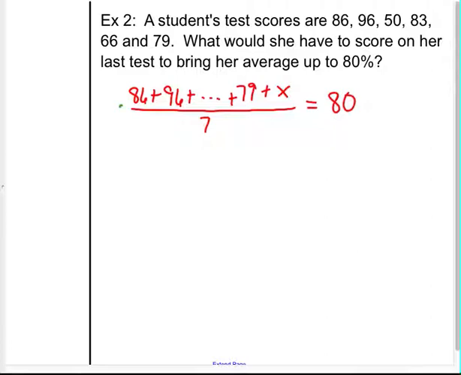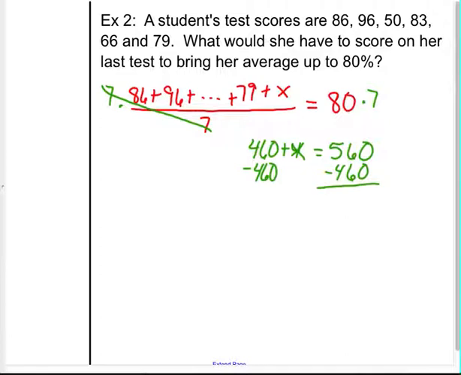So we cancel our 7 in the denominator by multiplying both sides by 7. So we get 560. And simplifying, adding all of her data values together so far, her test scores, she has a total of 460 plus X. Sorry, that's an X. And solving for what she needs for her next test score, when we subtract that 460 from both sides, she needs to score 100% on her 7th test in order to average 80% overall.